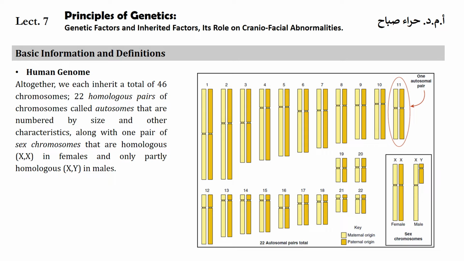Altogether, we each inherit a total of 46 chromosomes: 22 homologous pairs of chromosomes called autosomes that are numbered by size and other characteristics, along with one pair of sex chromosomes that are homologous, which is XX in females, and only partly homologous, XY, in males.